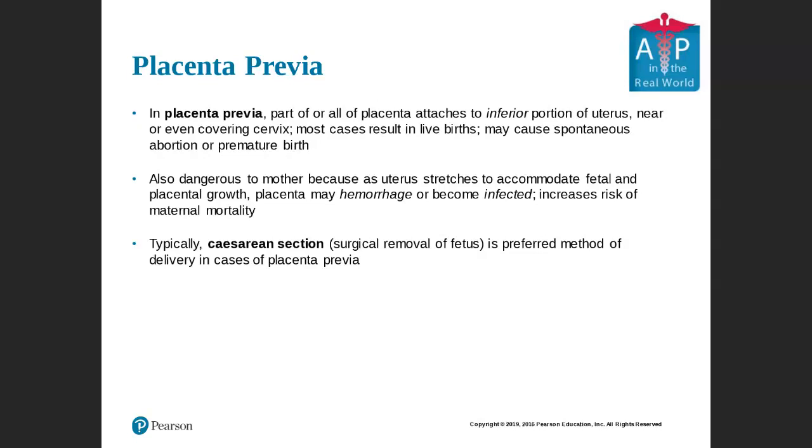Unfortunately, placenta previa is an unfortunate thing to happen. What happens is that either part or all of the placenta attaches to the inferior portion of the uterus, very near or even covering the cervix. Most cases result in live births, but it may cause a spontaneous abortion or a premature birth. Also very dangerous to the mother because of hemorrhaging, because the uterus stretches to accommodate both the fetal and the placental growth. And therefore the placenta may hemorrhage or become infected. And that increases the risk of maternal mortality.